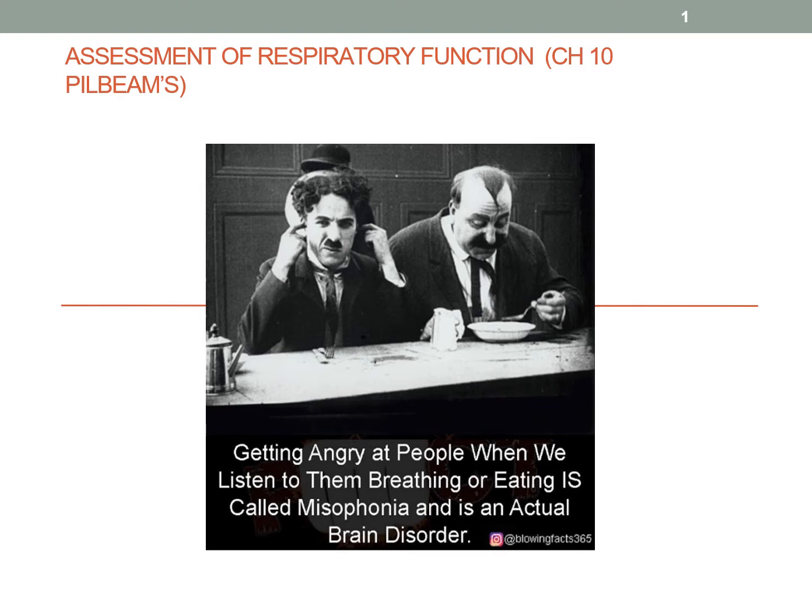We'll probably do it in the classroom, I'm guessing, just because of the overhead, and then we'll move to the lab and mess around with the vents for a little bit. So this follows chapter 10 in Pilbeam's. Again, it's a little heavy in content, but we'll try to make it as digestible as possible.